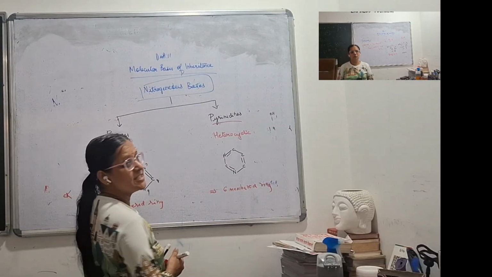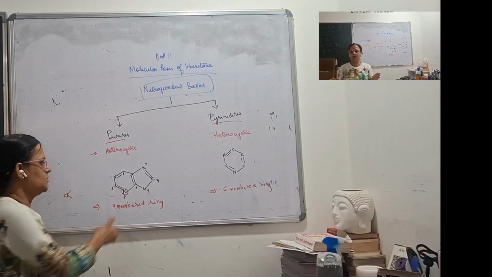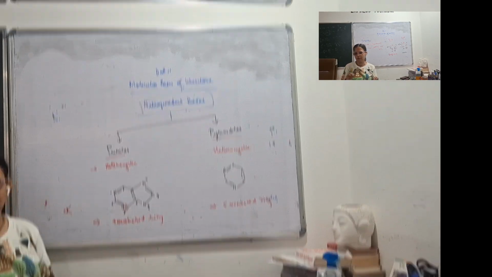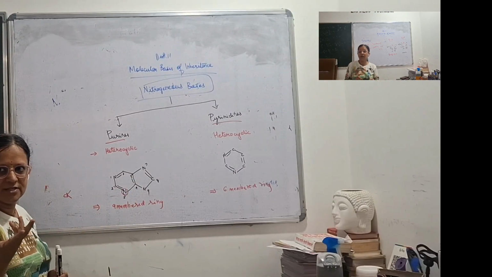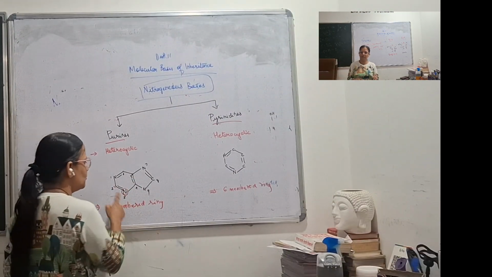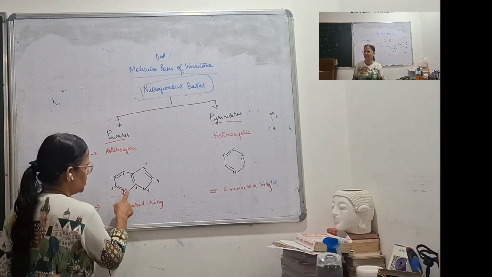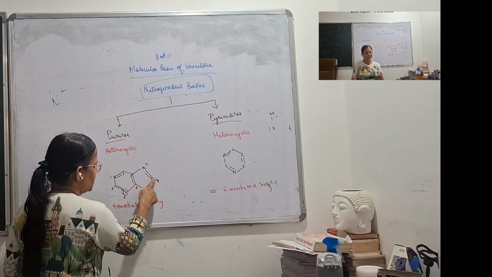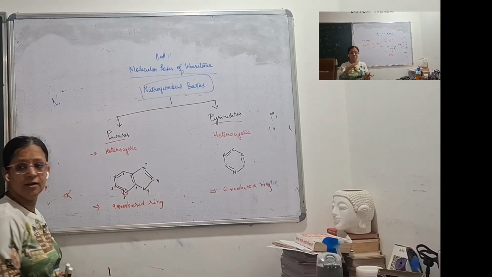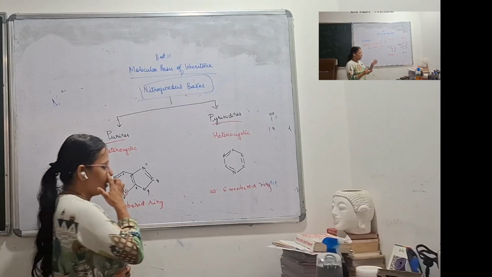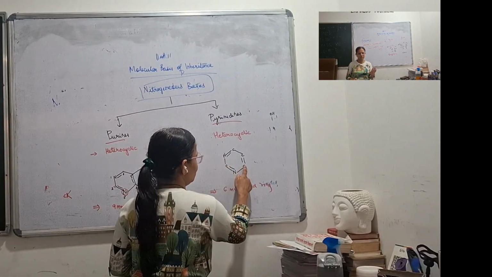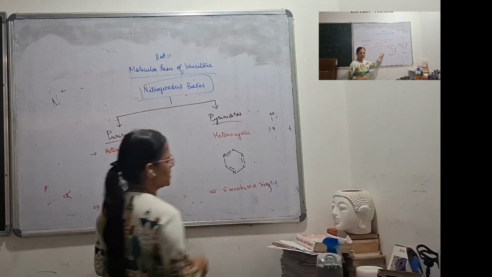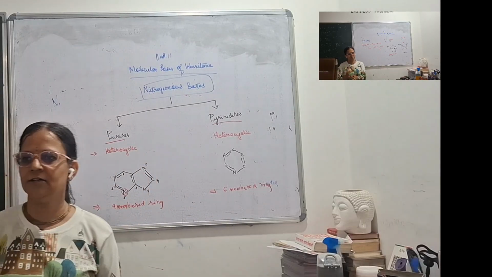9 membered and 6 membered meaning what? How many members are there in the ring? Like in the ring, how many members are present? That means let us count from here. 1, 2, 3, 4, 5, 6, 7, 8, 9. So this is a 9 membered ring. You will calculate over here. 1, 2, 3, 4, 5, 6. So this is a 6 membered ring.